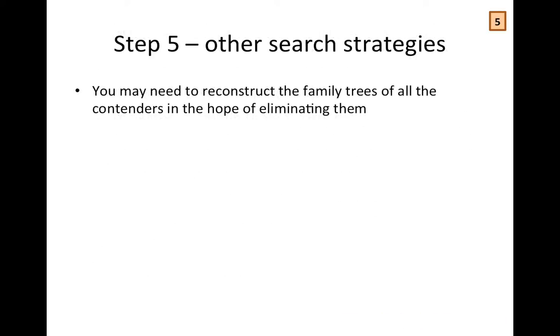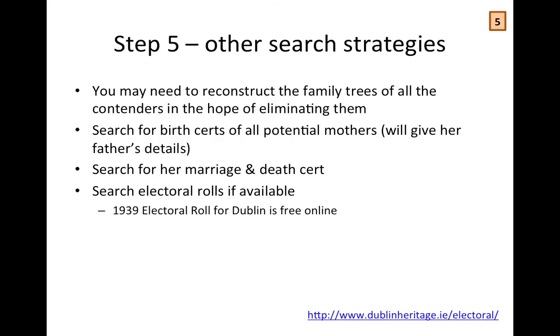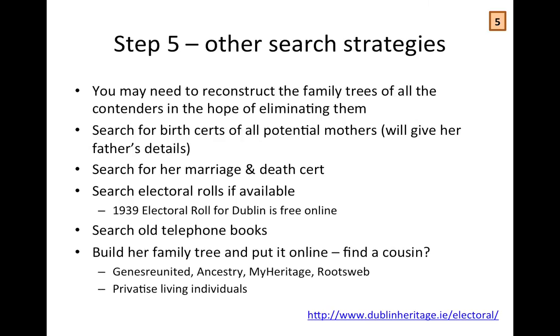And you may even need to reconstruct the family trees of all of the contenders in the hope of eliminating them as possibilities. That means possibly searching for birth certificates for all the potential mothers, because this will give their father's details, searching for their marriage and death certificates, searching electoral rolls if available, and the 1939 electoral roll is available for free on that link you see at the bottom of the screen. You may need to search old telephone books.